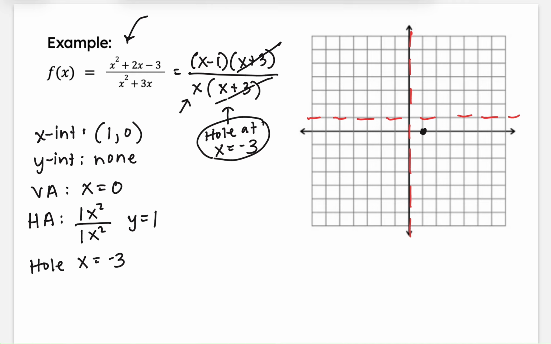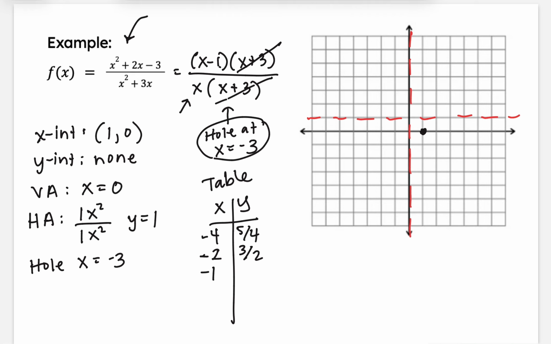So what I would do is I would go to your graphing calculator and I would type the function in, and then use the table feature so that I can find a couple more points. So from my calculator, use the table, I'm going to look at to the left and to the right of my asymptote. So I'm going to start with negative 4. I get the point 5/4. Negative 2, I get the point 3/2. Negative 1, I get the point 2. 2, 1/2, and 3, 2/3. Okay.